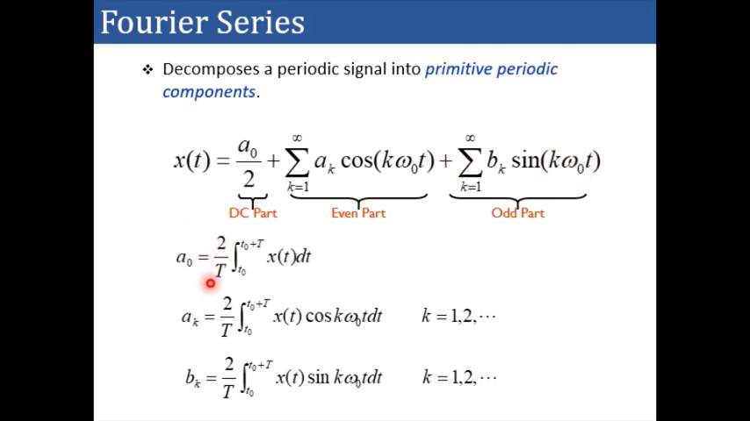Now here a0 is nothing but 2/T times the integral from t0 to t0 plus T of x(t) dt. a_k can be defined as 2/T times the integral from t0 to t0 plus T of x(t) cos(k omega0 t) dt. Similarly, b_k can be defined as 2/T times the integral from t0 to t0 plus T of x(t) sin(k omega0 t) dt. So capital T is the time period and k ranges from 1 to infinity.